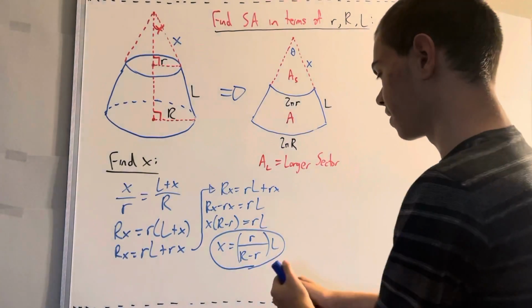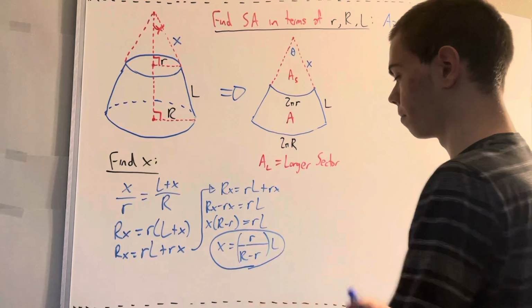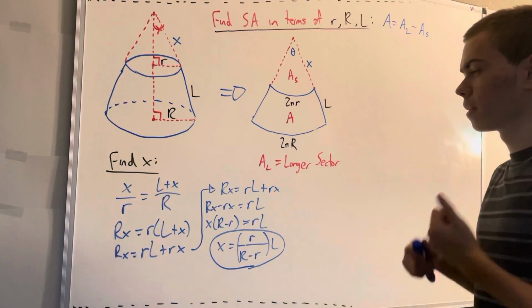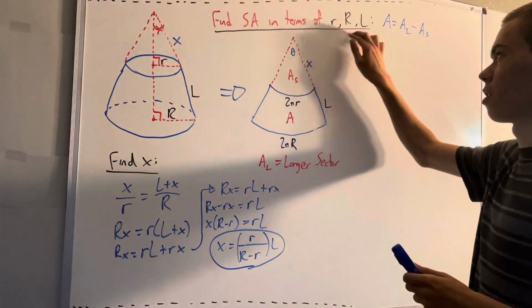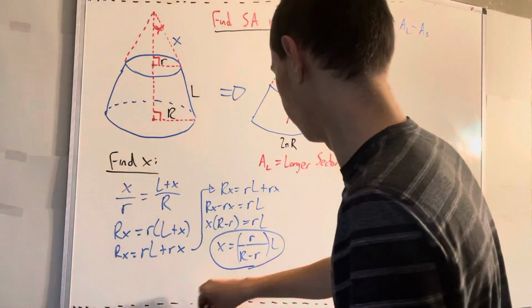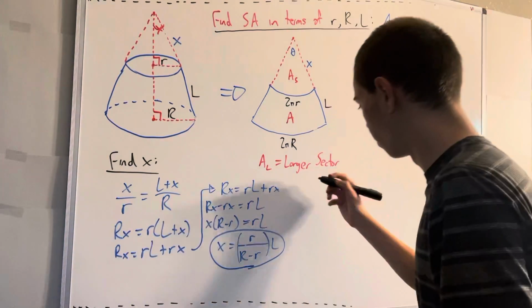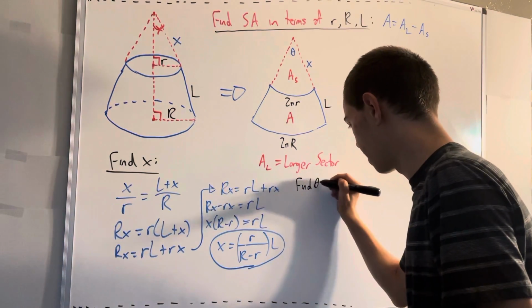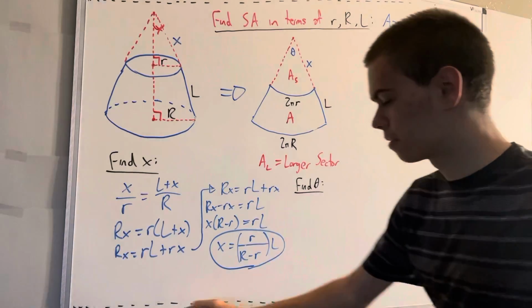So we have now found x in terms of r and l. That's it. And next we have to find what theta is in terms of r and l. All right, so that's what we're going to do next. To find theta, how do we do that?